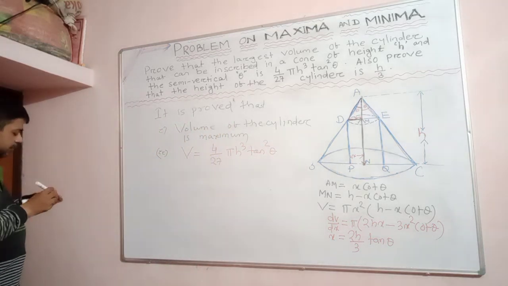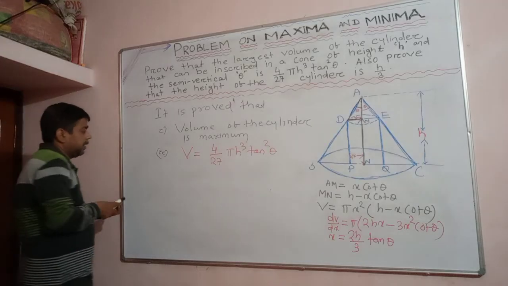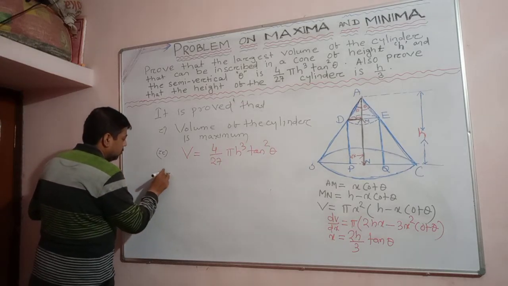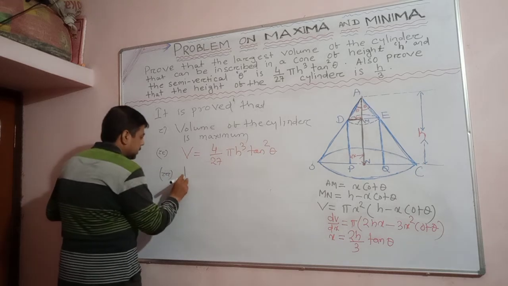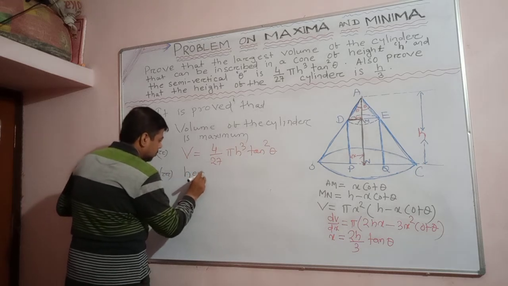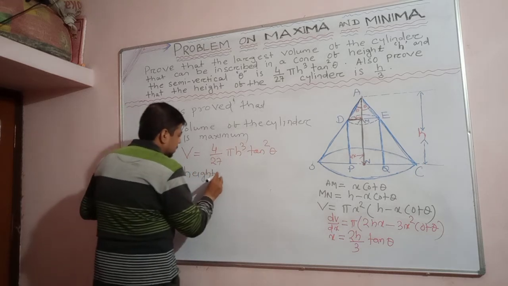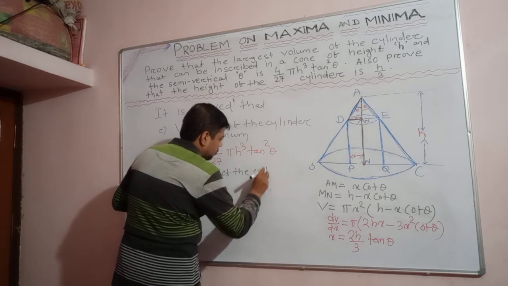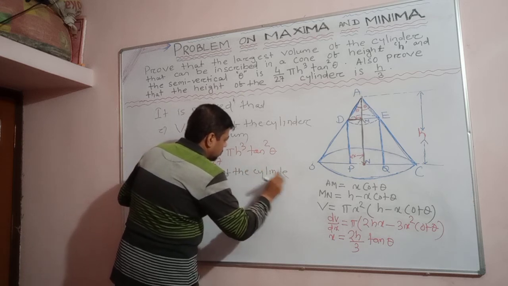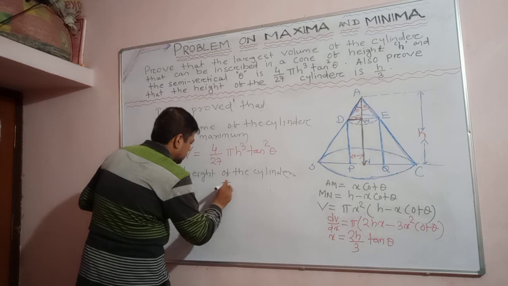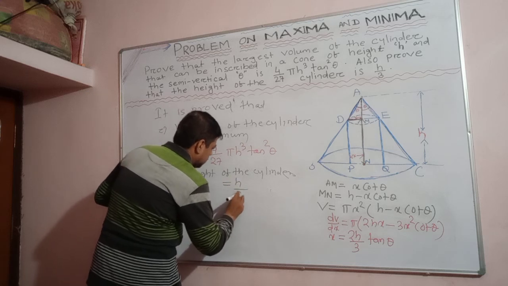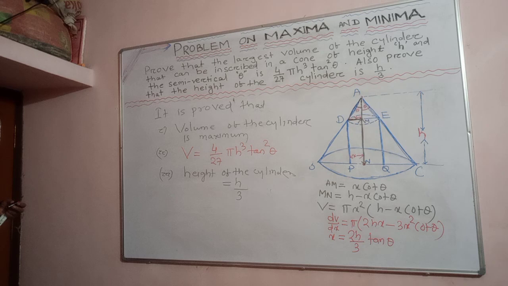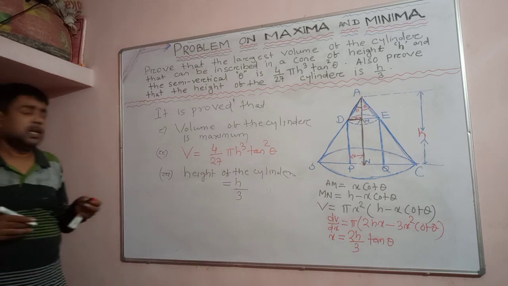And the third point you have to find out: the height of the cylinder, we got, is h upon 3. So this is how the given question has been verified and proved.